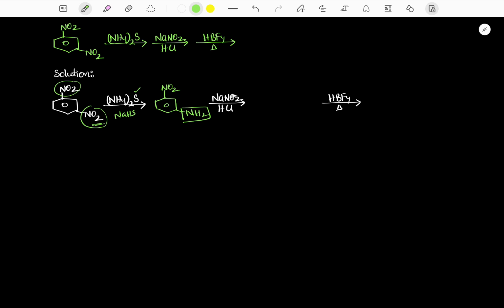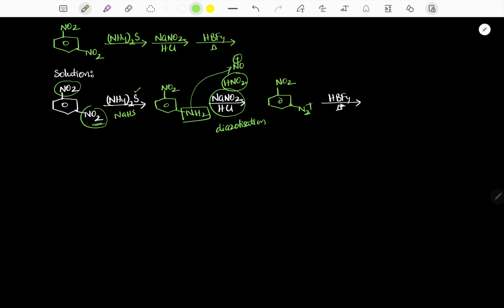Now the product is treated with NaNO2, HCl. From this we get HNO2, and from this we get NO plus electrophile. So this NH2 reacts with NO plus. This reaction is known as diazotization. Because of the diazotization reaction, the NH2 group will be converted into N2 plus.